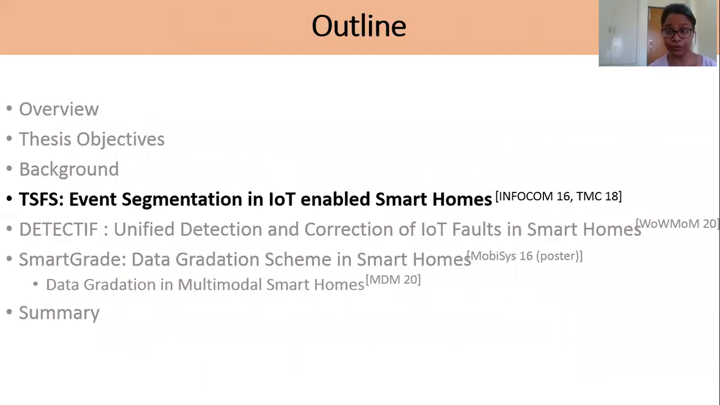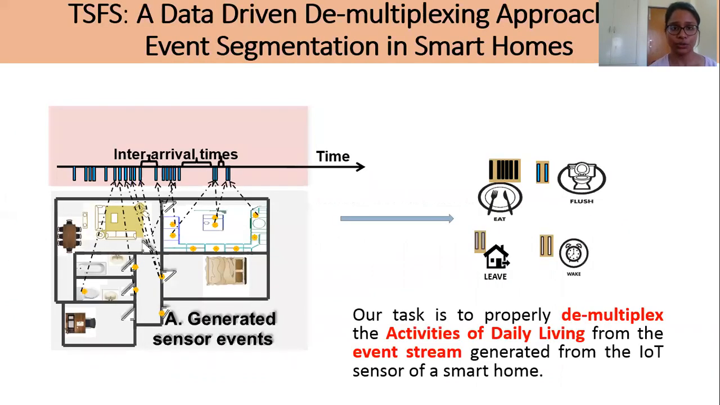The first chapter is event segmentation in IoT-enabled smart homes. This was accepted in INFOCOM 2016, and then we extended it and submitted it to TMC, where it was accepted in 2018. So okay, let's talk about the problem. We call it TSFS, and it is a data-driven demultiplexing approach for event segmentation in smart homes. As you can see in the picture on the left, the Kasteren home, if you remember, and all the data is coming.